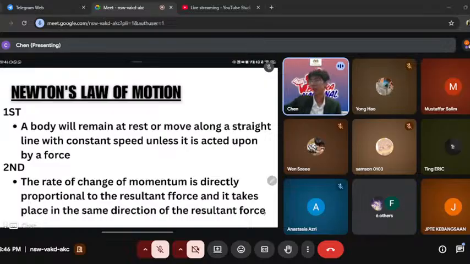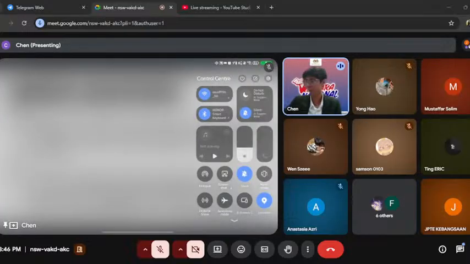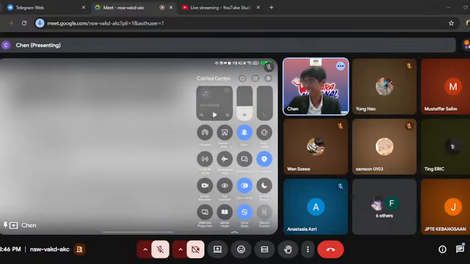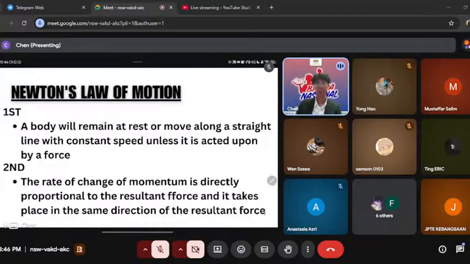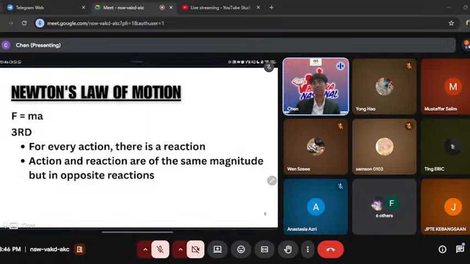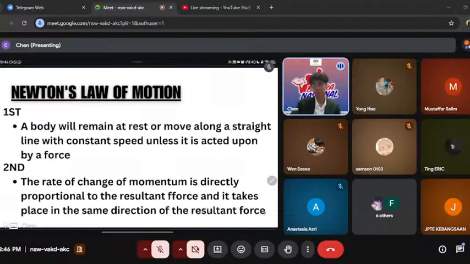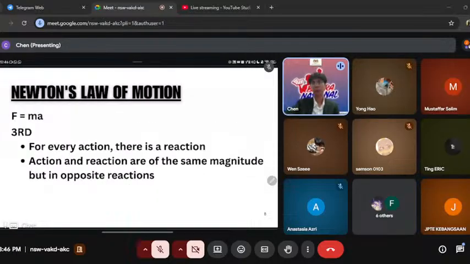Then the second, I will put my DMD for a bit. The second law is: the rate of change of momentum is directly proportional to the resultant force, and it takes place in the same direction as the resultant force. There's a bit of a typo there, but this basically just says the F equals ma equation. So, momentum. Why is momentum there and you don't see it there?